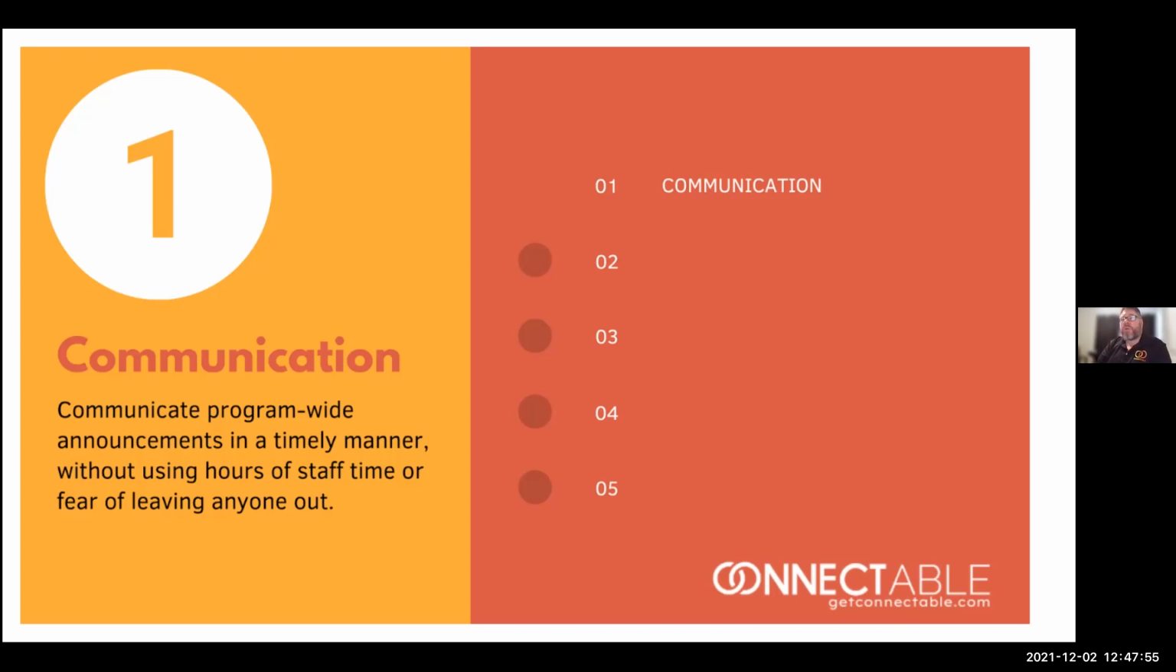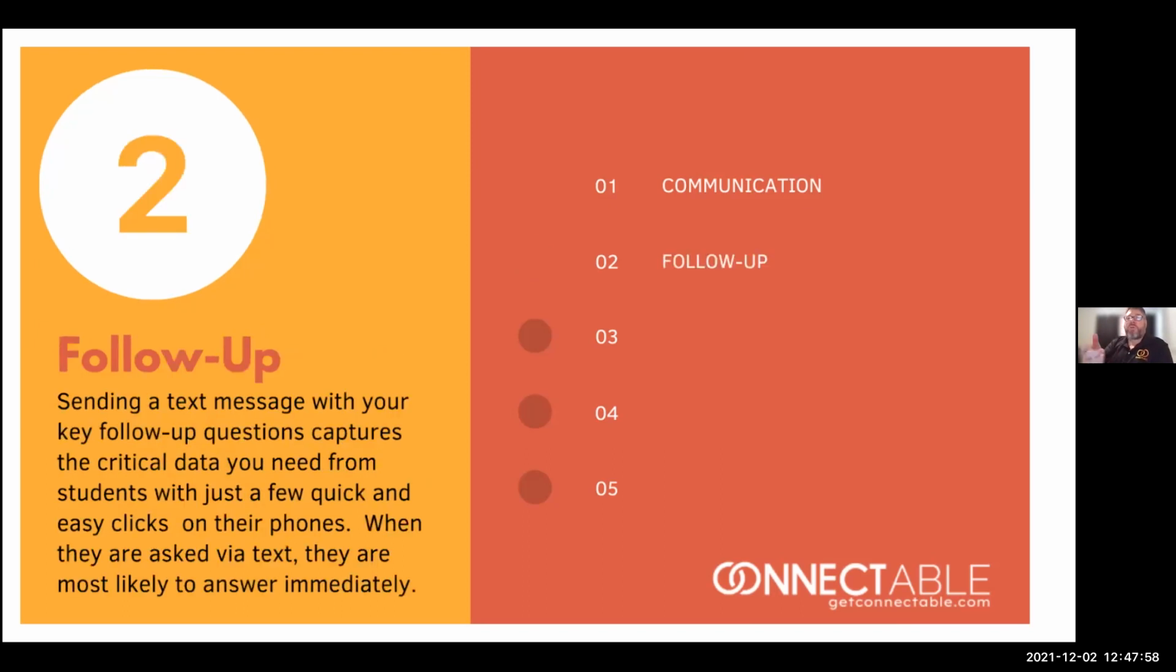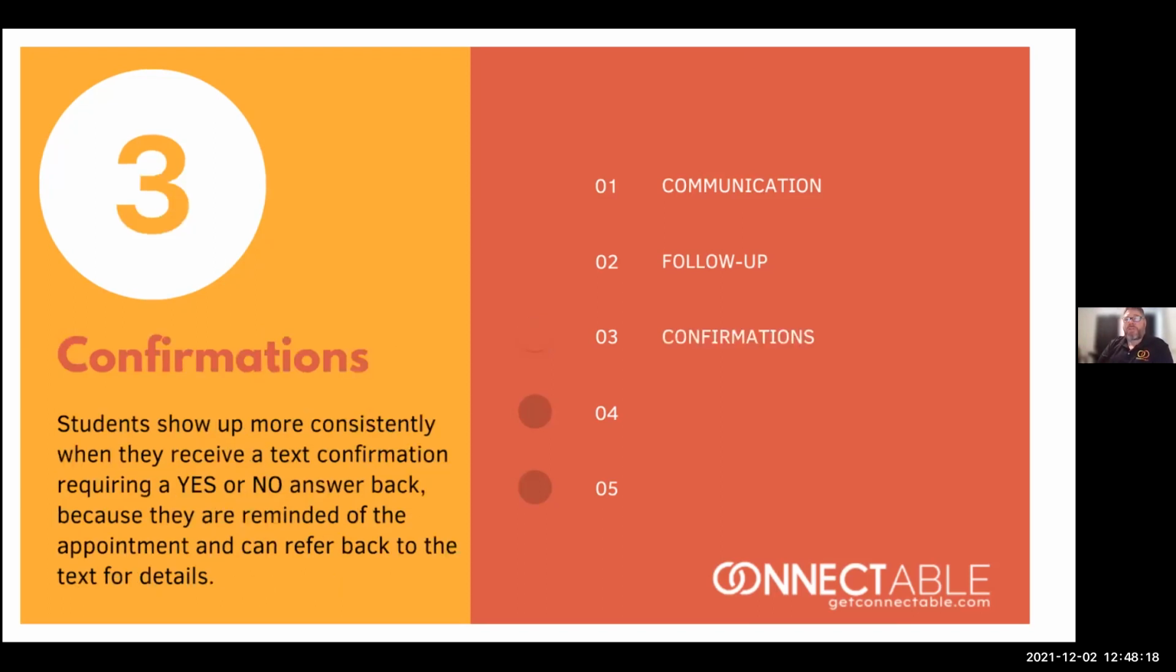So use number 1 is communication. Use number 2 is follow-up, like I just talked about, sending a text message with some follow-up questions. You can capture some of the critical data that you need from students with just a few quick and easy clicks on their phone. And that makes it a lot more likely that they're going to respond. So that's important. Then there's confirmation.